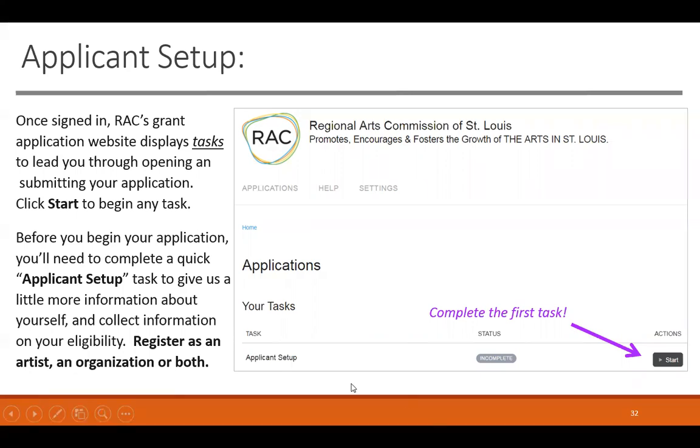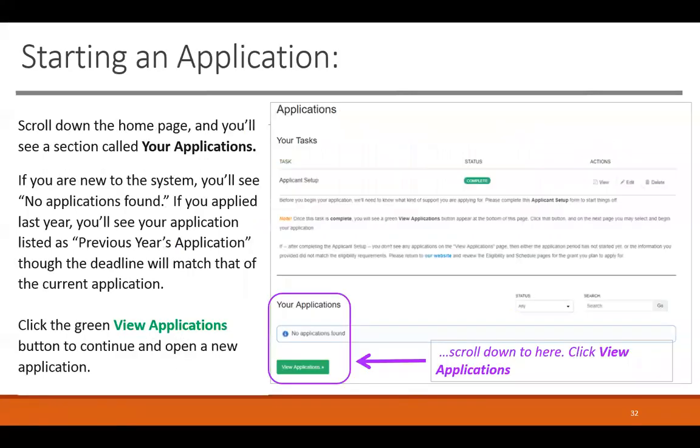Once you've logged in, the first thing you're going to do is complete an applicant setup. This is just going to ask you basic questions, like if you're an artist, if you're an organization, etc. Once you do that, you'll scroll down and it'll say your applications, and the system will say no applications found. That just means you haven't created one yet. So if you click on the green view applications button, that's where you'll be able to actually create a new application and start it. From that point forward, whenever you log in, you will see your application right here.